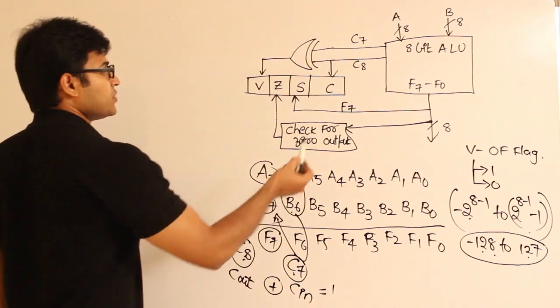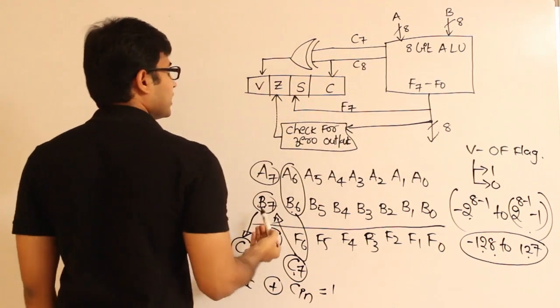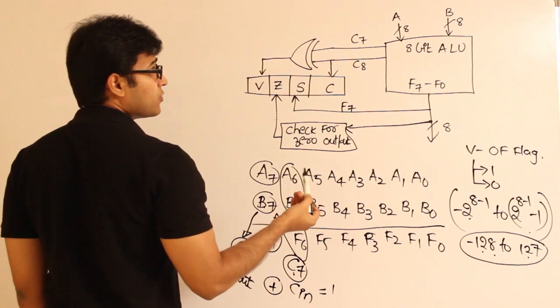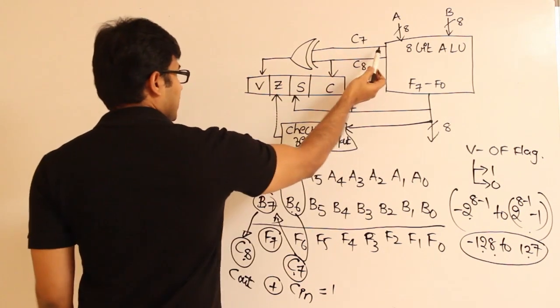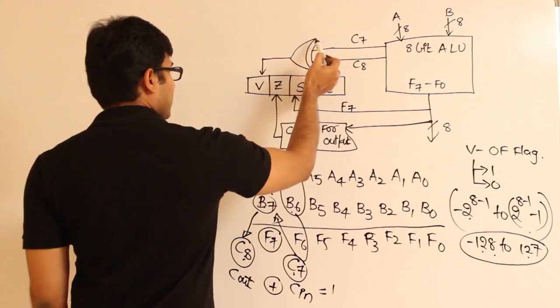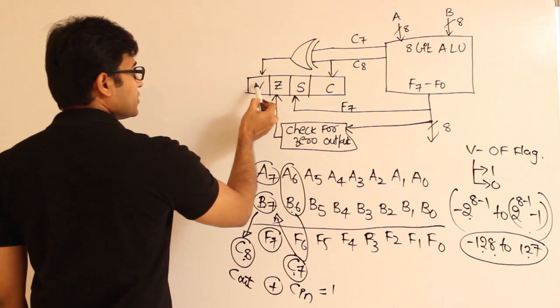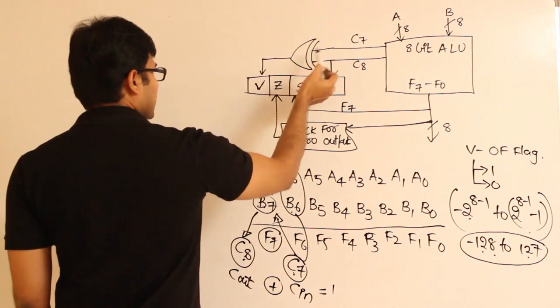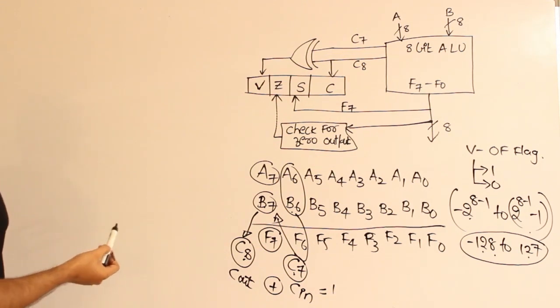That is why, if you observe this, after performing the addition, let us assume that the operation we are doing now is addition, you can take C7 and C8, and if you apply exclusive OR, then the result is going to be stored in V. Therefore, V indicates the overflow flag. The simplest way of doing that.